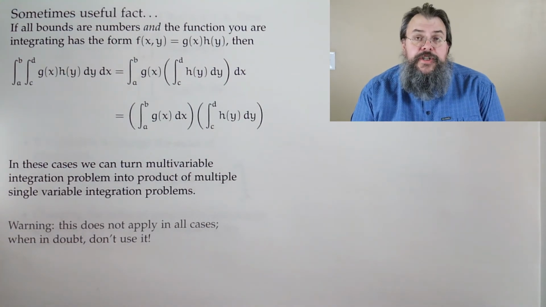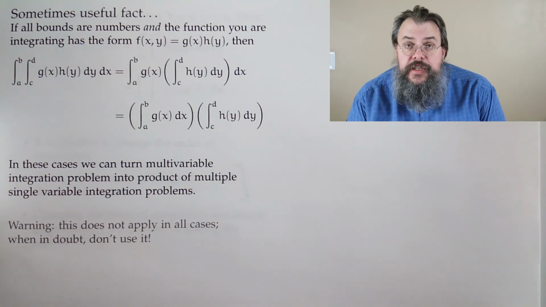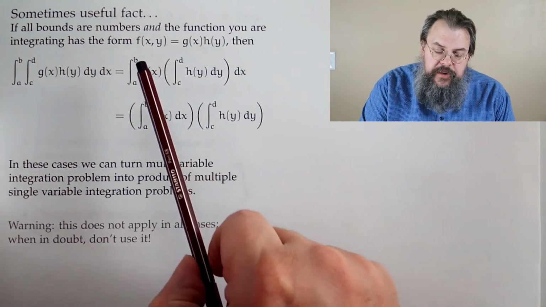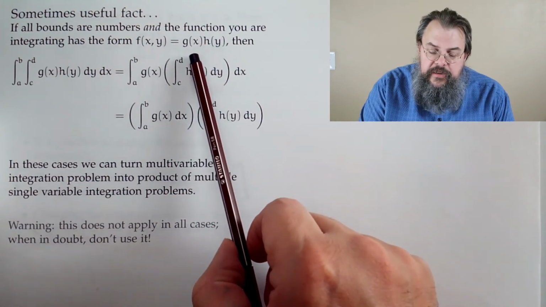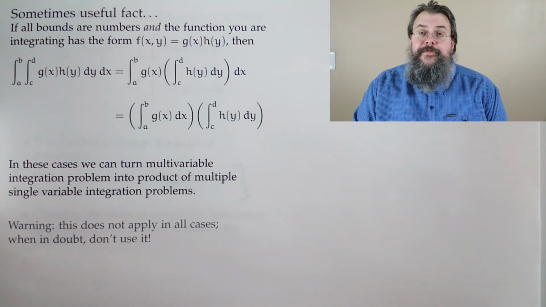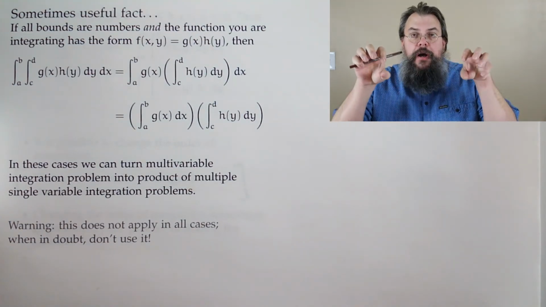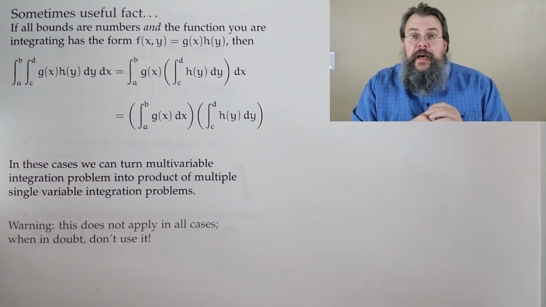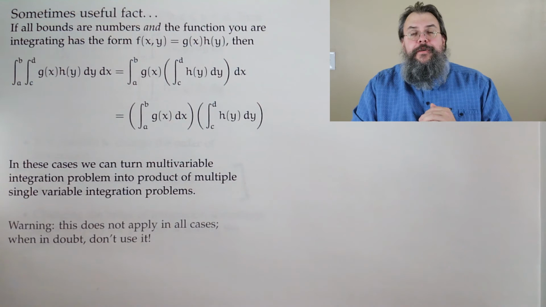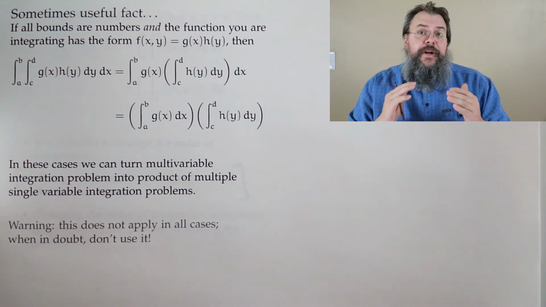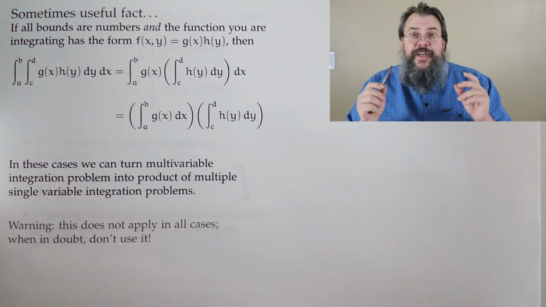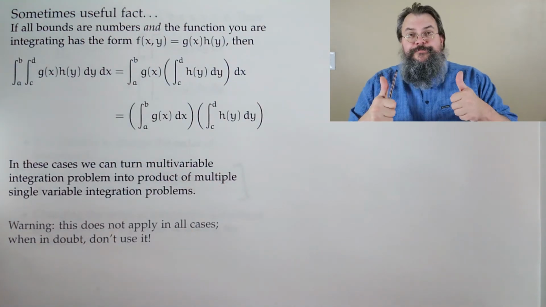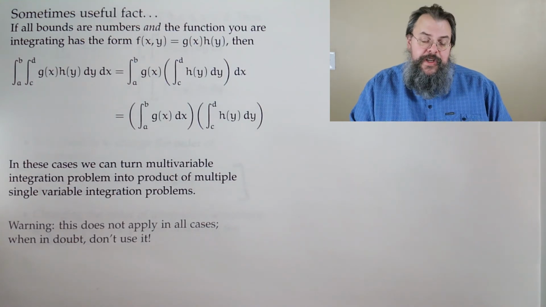When you have a function which is a nice function in the following sense: our function, which depends on x and y, is really a function of x times a function of y. In other words, I can separate them. They're multiplying together. And if we're integrating over a rectangle, so how do you know if you're integrating over a rectangle? Essentially, you know if your bounds are numbers. So if your bounds are numbers, rectangle. That's how you should think of it.